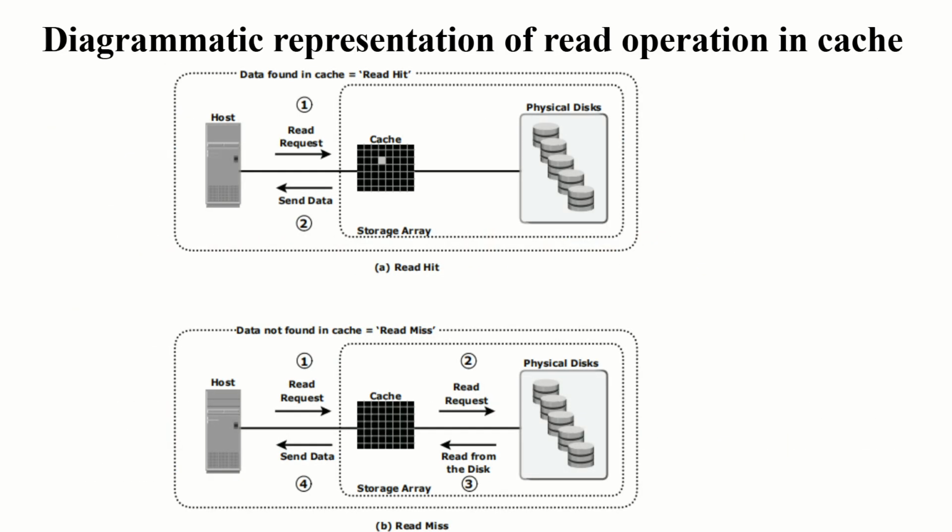Now, this is just the diagrammatic representation, so you will get a clear understanding of how the data is being read. Two possibilities are there. The data can be accessed from either cache memory or physical disk. So, if it is read from cache memory, we call it a read hit. Or if it is found in physical disk, we call it a read miss.